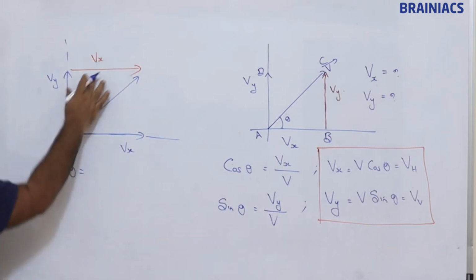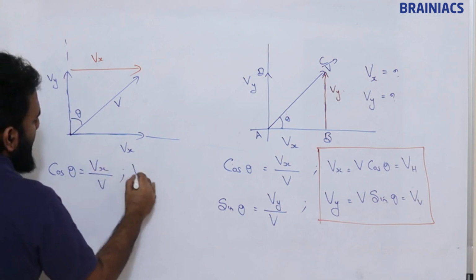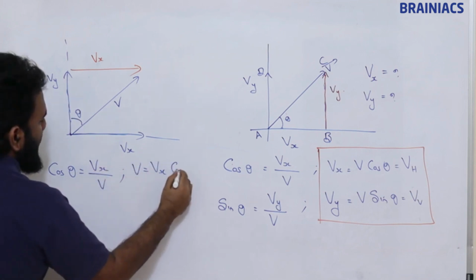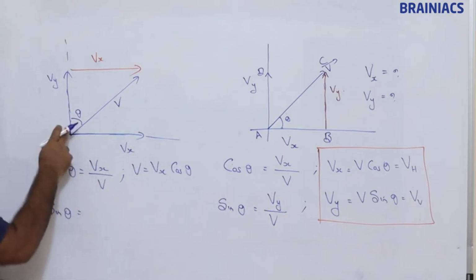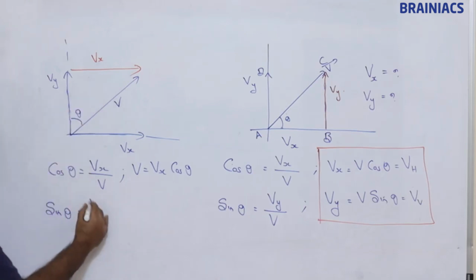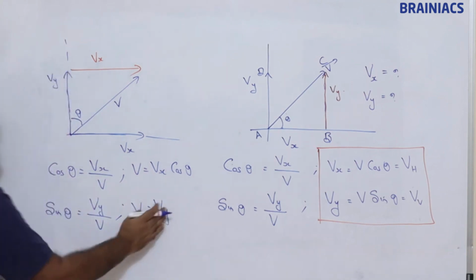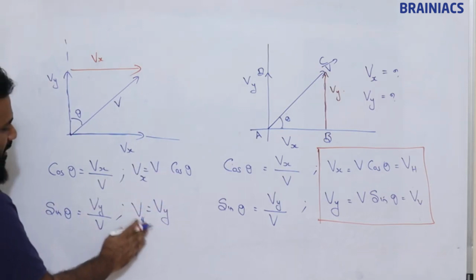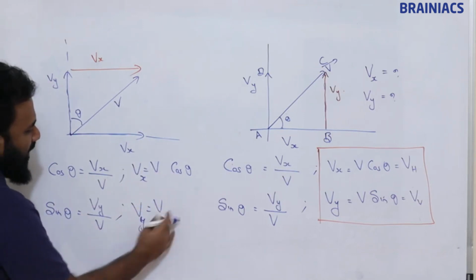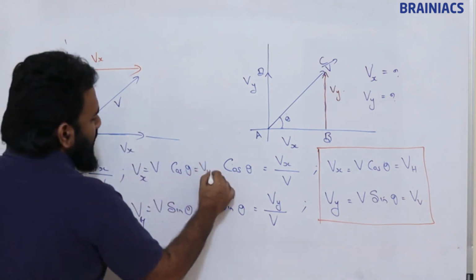Cos theta is equal to adjacent side by hypotenuse, so Vx by V. So Vx is equal to V cos theta. Same way, sin theta is equal to opposite side by hypotenuse. So opposite side is Vy divided by hypotenuse V. So Vy is equal to V sin theta. This is Vx, Vx is equal to V cos theta. This is Vy, which is equal to V sin theta. So this Vx is nothing but V horizontal.